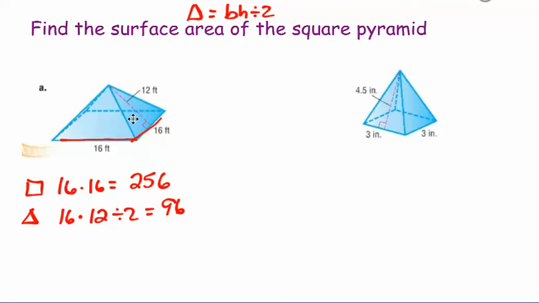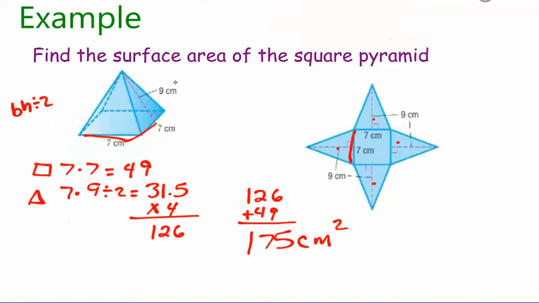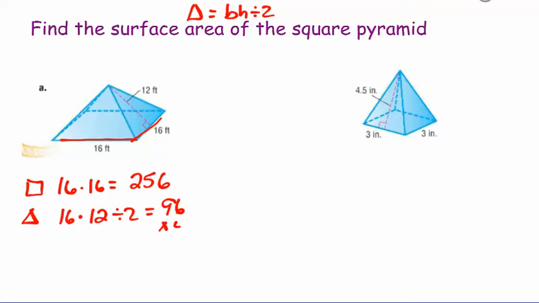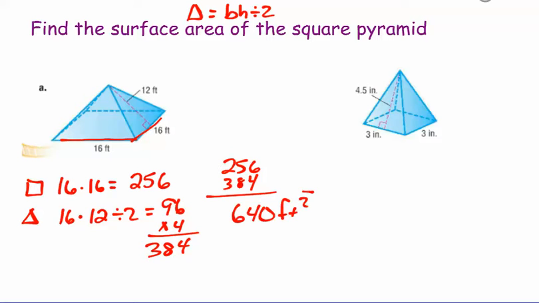But how many triangles do I have? I have 4 triangles, because remember, if I think about what my net would look like, I have 4 triangles. Okay, so I've got to multiply by 4. Use my calculator. That comes up to be 384. So my triangle areas are 384. My squares are 256. So I'm going to add them together. 256 and 384 come up to be 640. So 640 square feet. That's my answer.